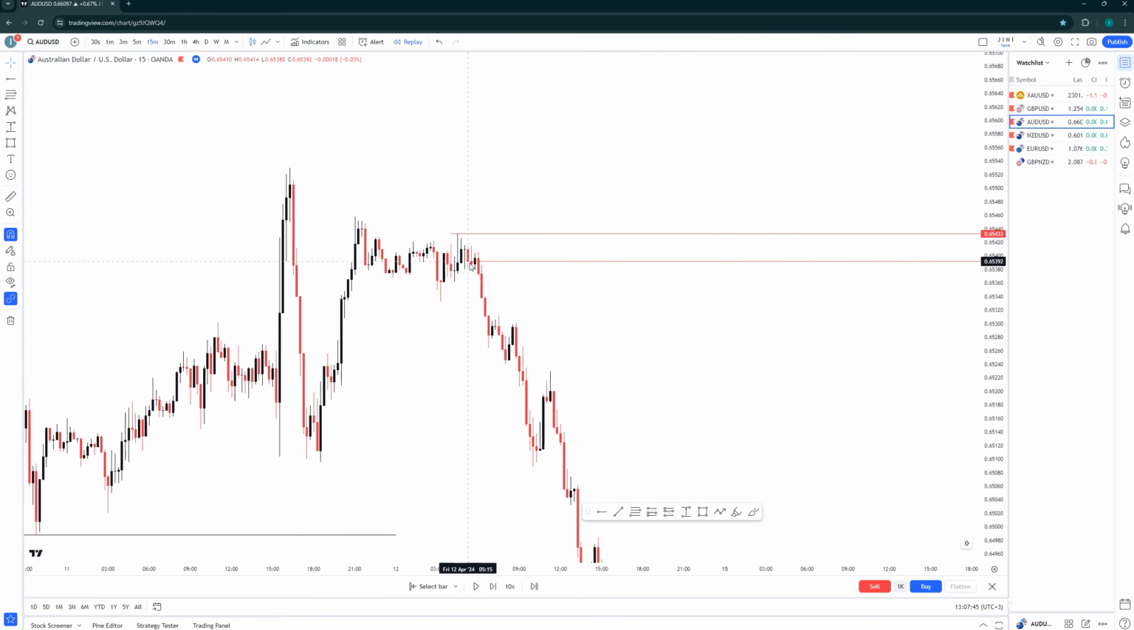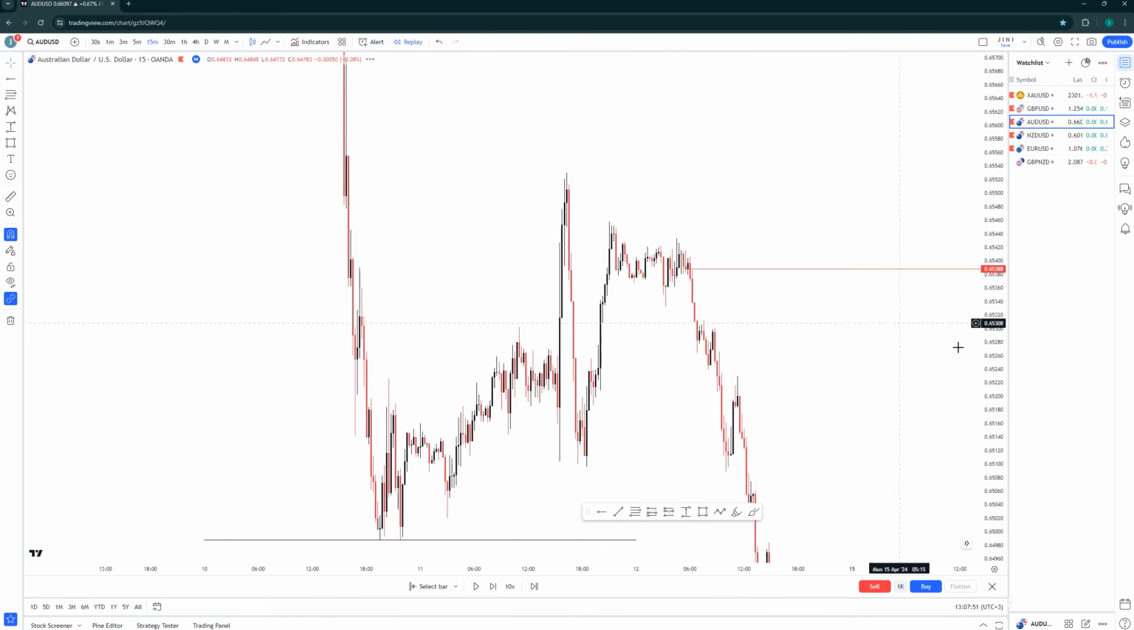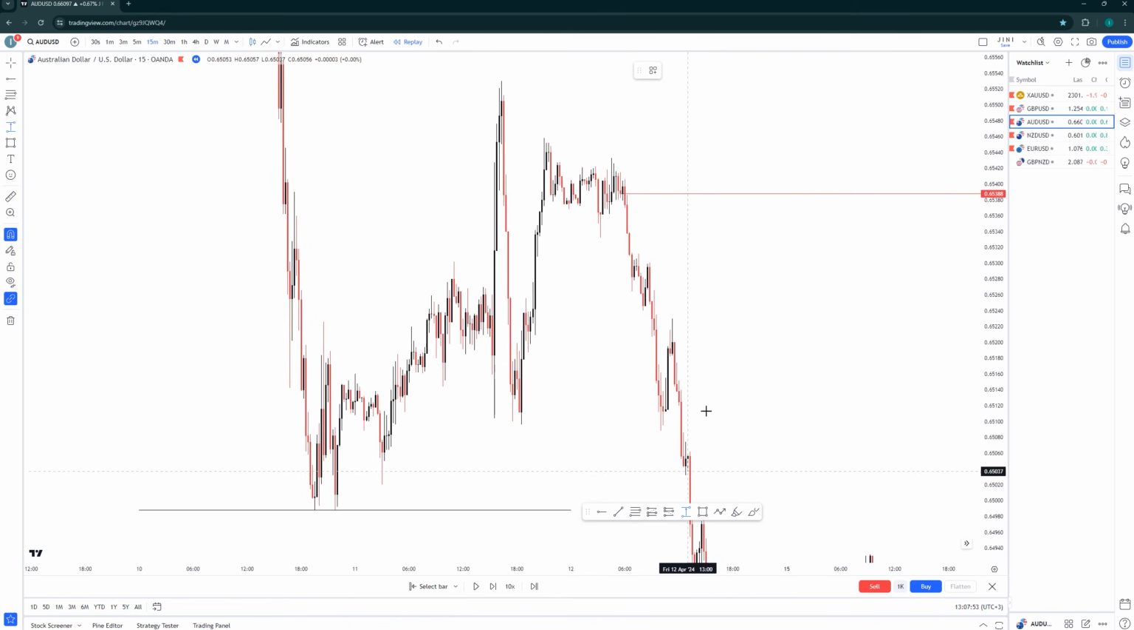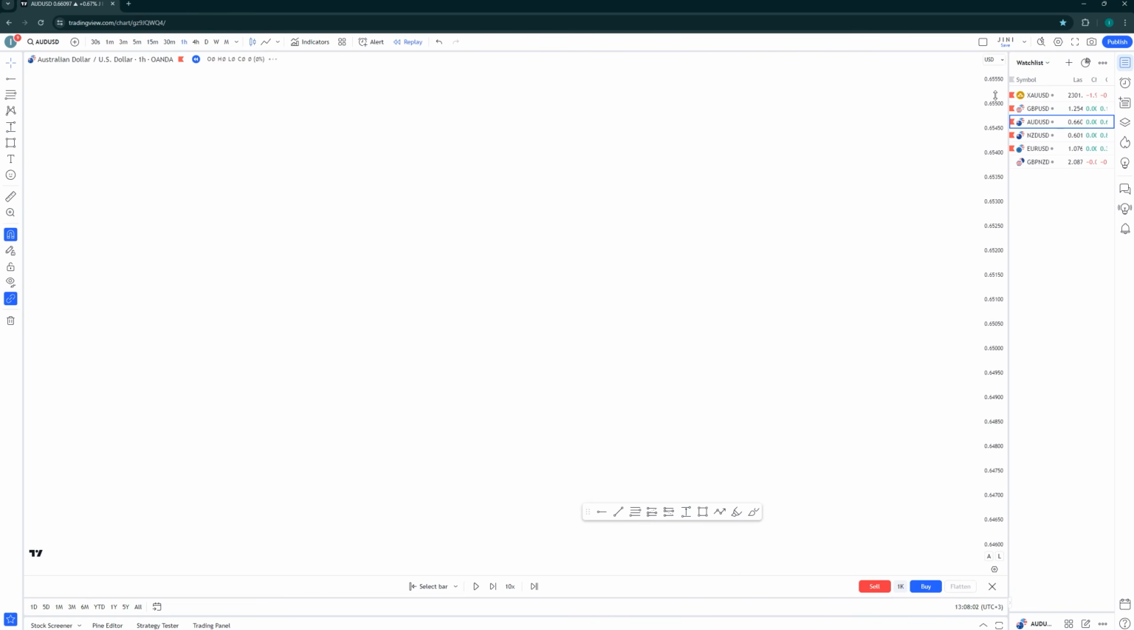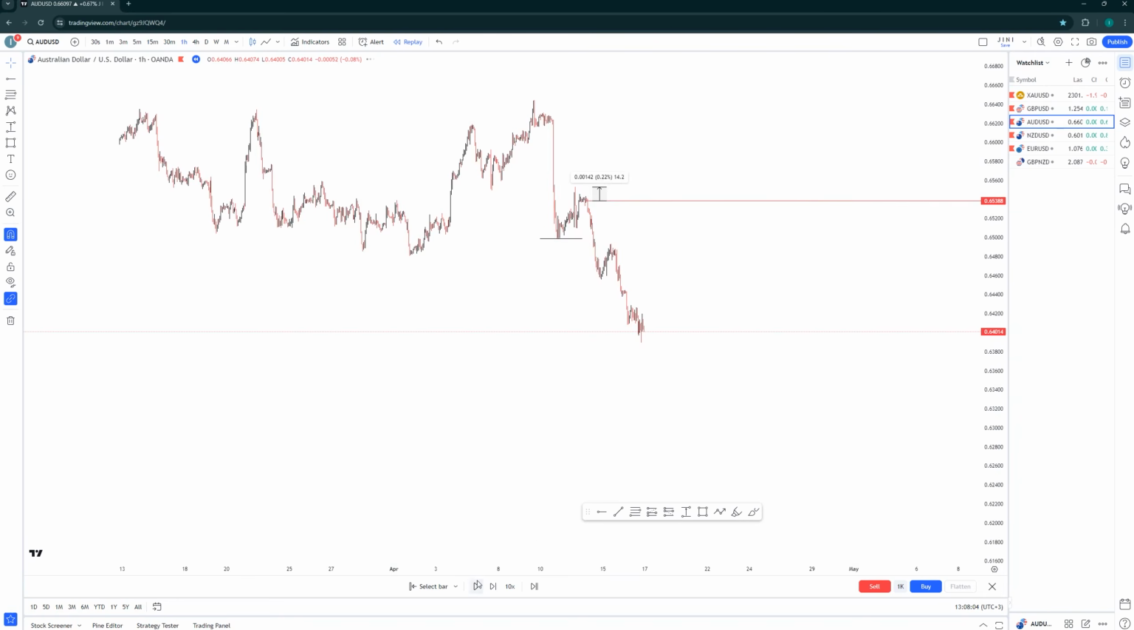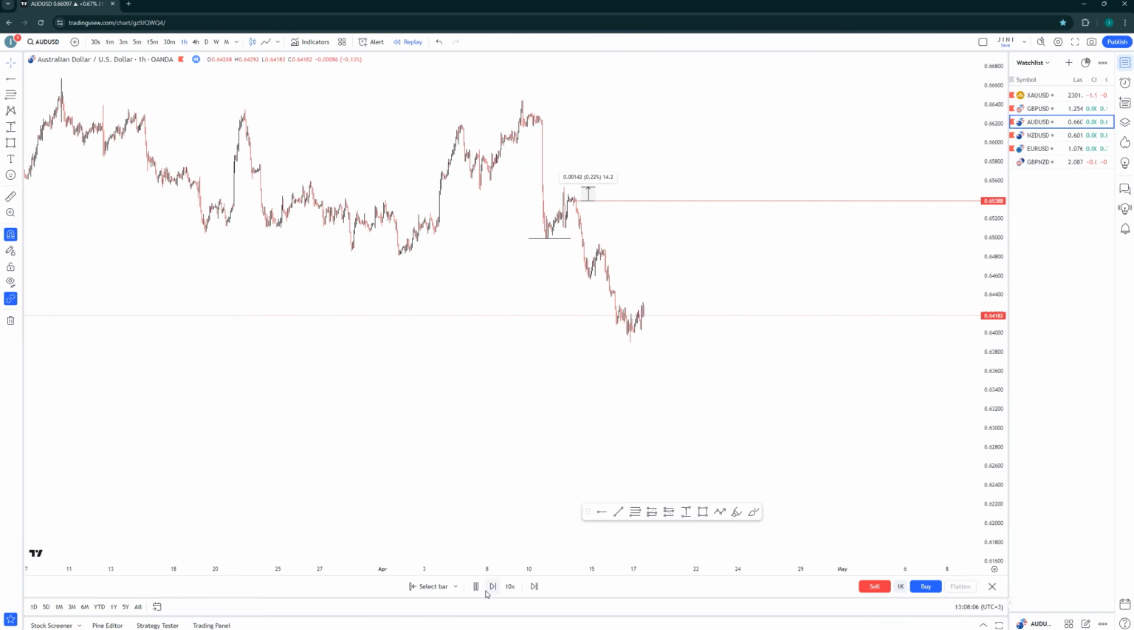This was the easiest inside formation ever. So I put my entry at this point, and then I just measured my stop loss to this point. It was only 14 pips. So just wait for the market to touch that point in order for me to get my entry. So let's see how the price reacted.